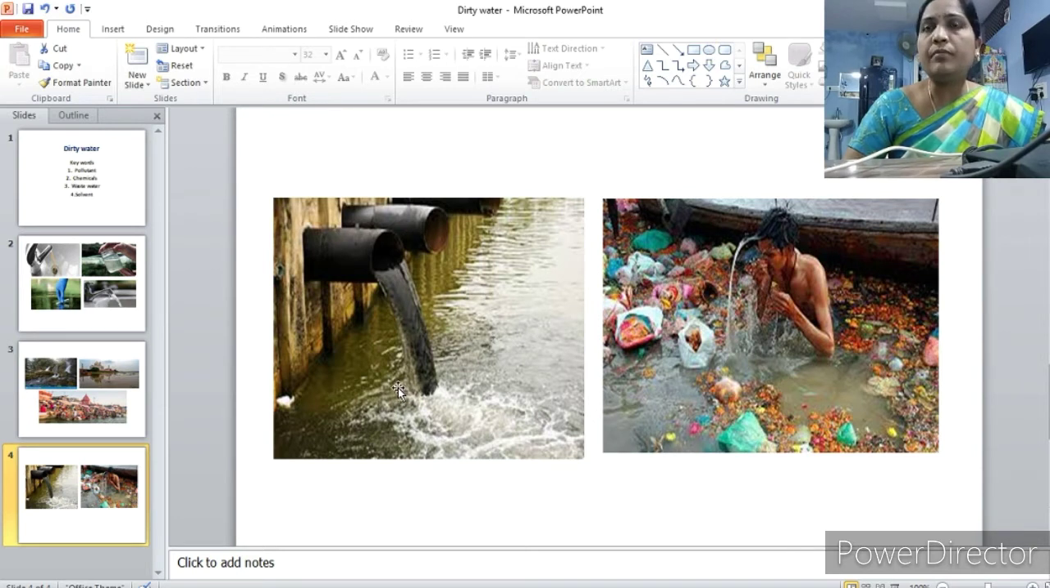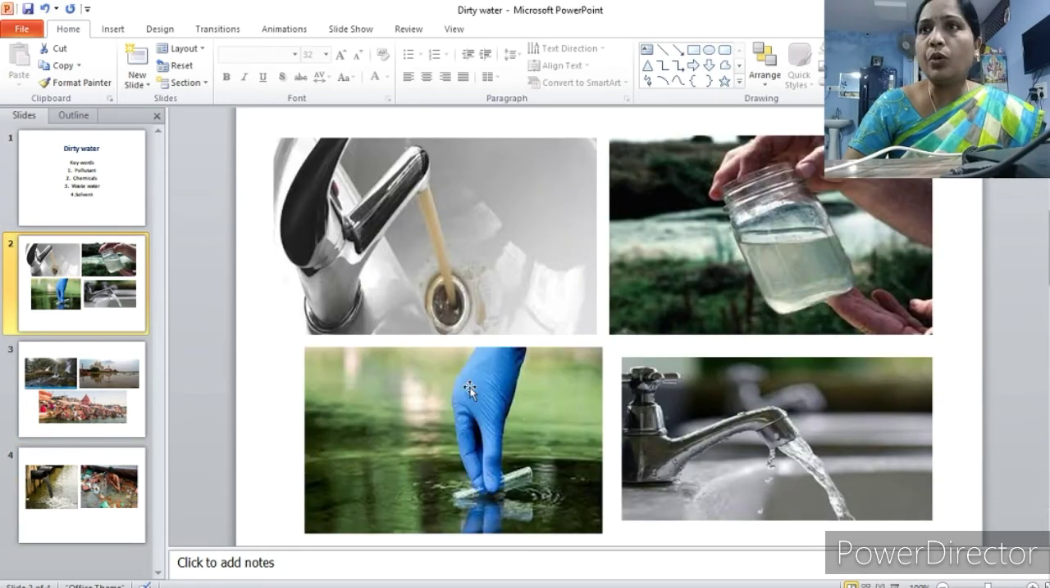So is it good for our health to drink this type of water? Definitely not. We may get vomiting when we drink such water and it also causes diarrhea. So it's our duty to keep our water sources clean and neat. It's in our hands to keep our water fresh and clean for future generations.